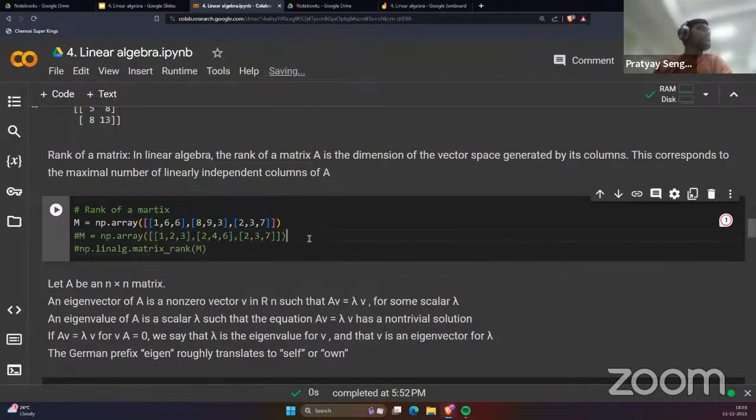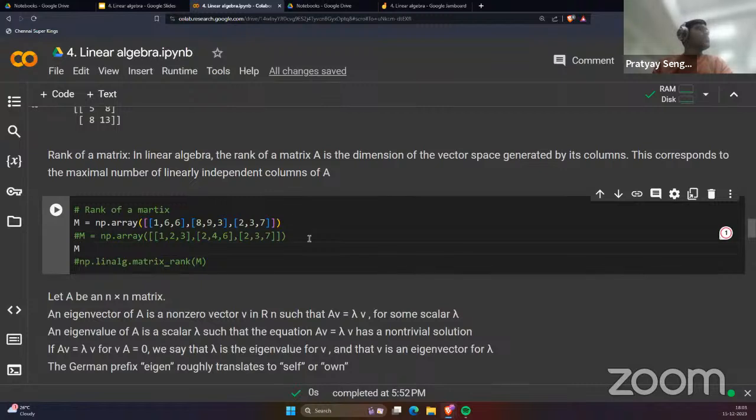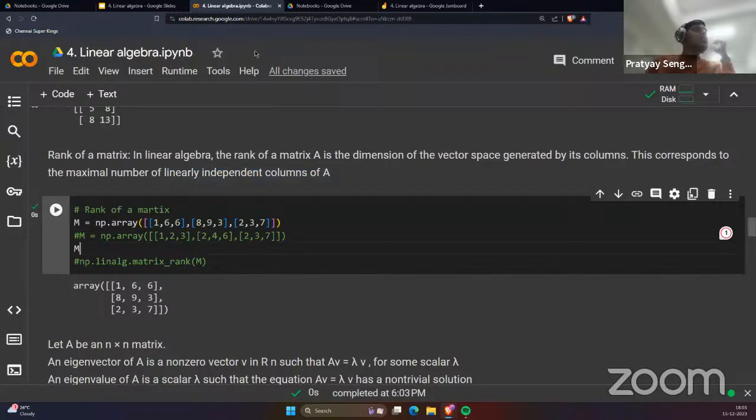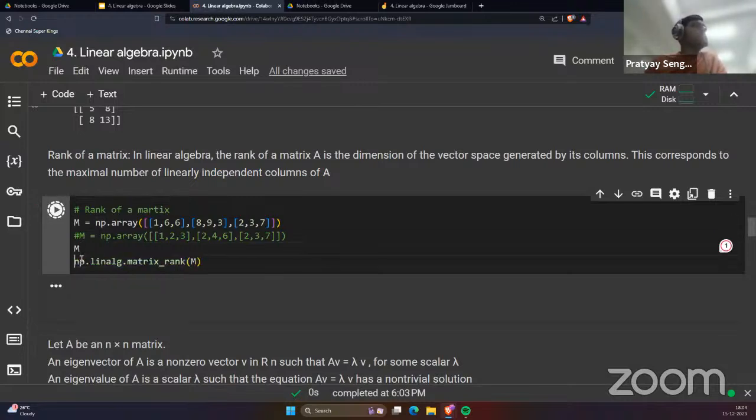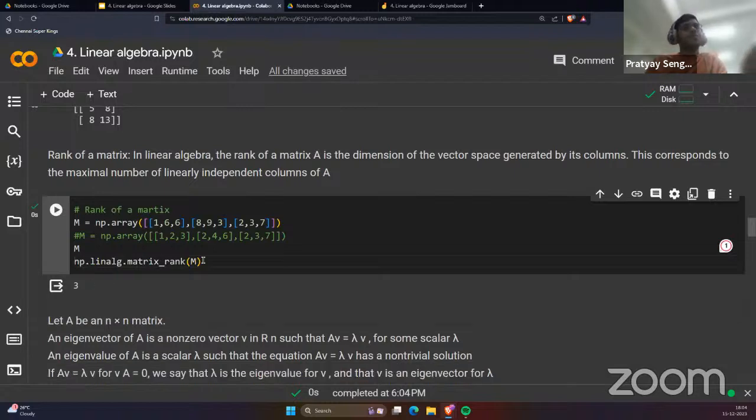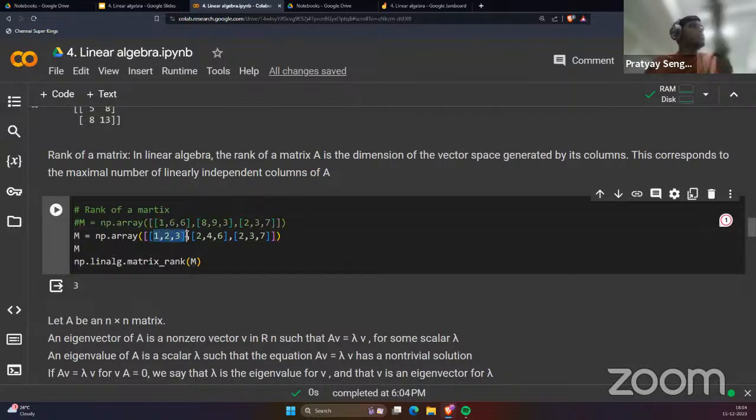So let's see. As of now, this matrix M, I'll just print it. You can see 1 6 6 8 9 3. Nothing as such, I can't see any differences. So let's see what is its rank. Rank is 3, right? Now I give you another matrix, which is 1 2 3, 2 4 6, the example I showed you, and then some non-related thing. What will be the rank of this?